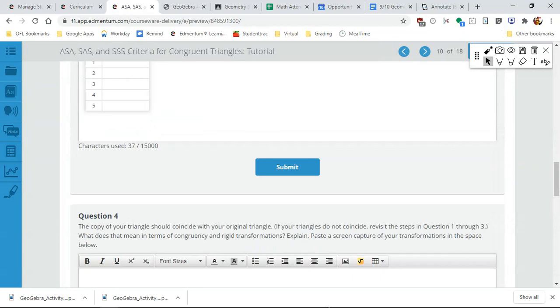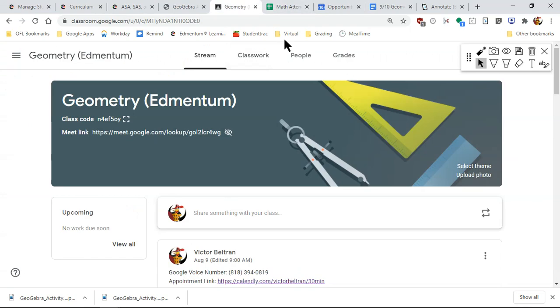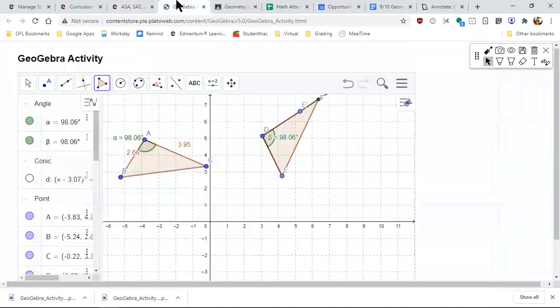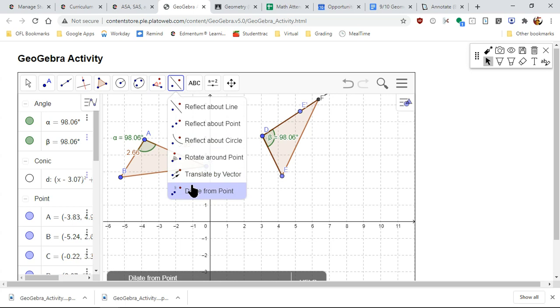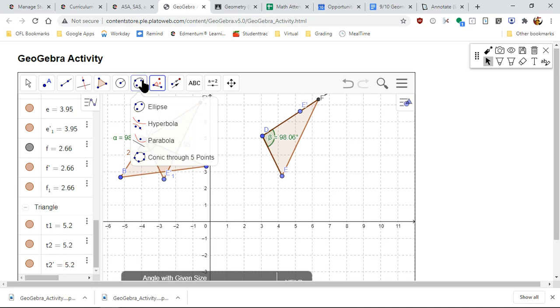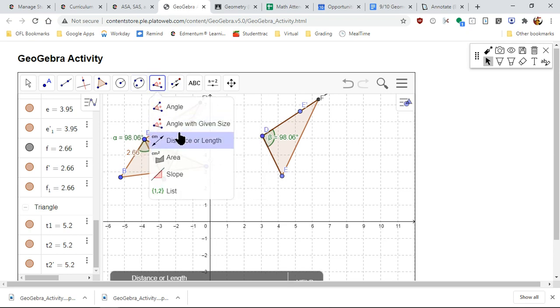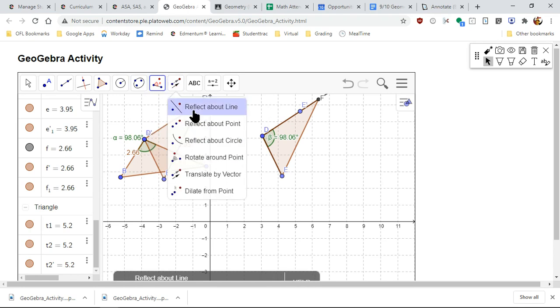So now we want to map them onto each other. So what I'm going to do here, I'm going to map these onto each other. So I am going to match up my A and my D. I'm going to translate by vector, match up the A and the D as best I can. That's pretty good. And then I want to rotate. So I'm going to go here, rotate. There it is. Rotate about point.